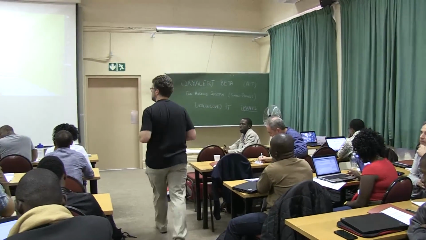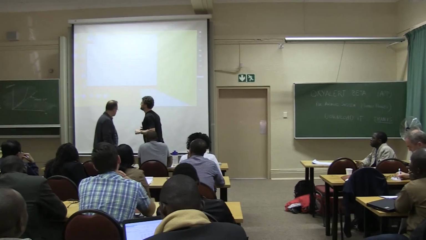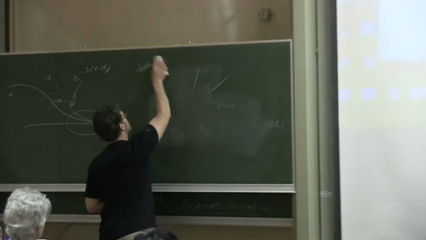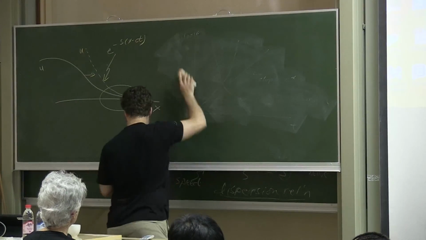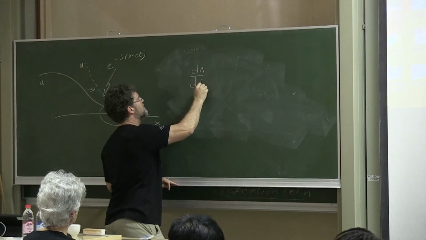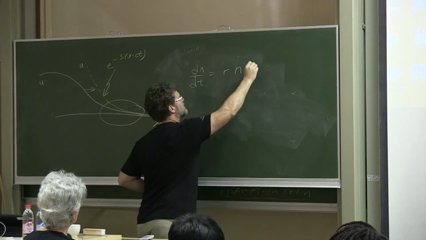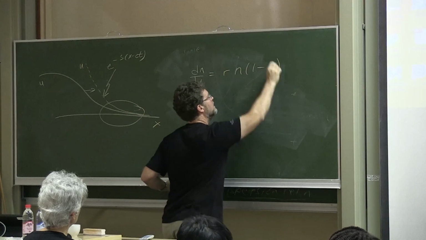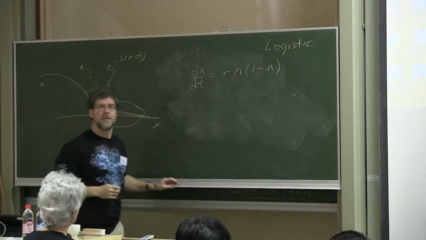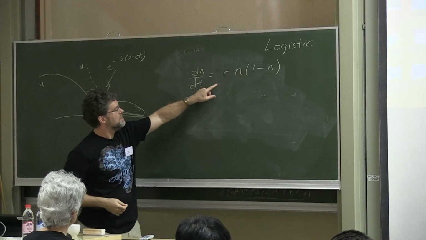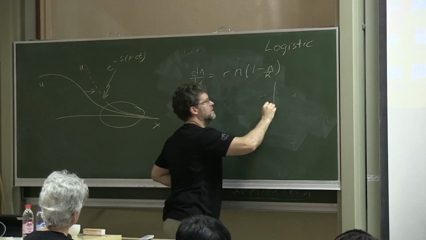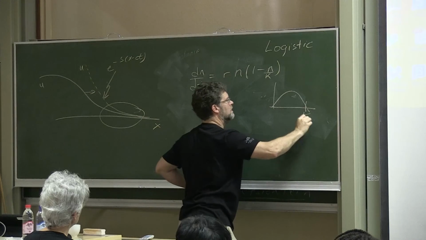There were really two models, and the first model for growth was logistic growth. There'd be something like this: dn/dt is r times n times (1 minus n). That would be logistic, describing a population with a carrying capacity. We could put a K in there if we want. And it would look like this.